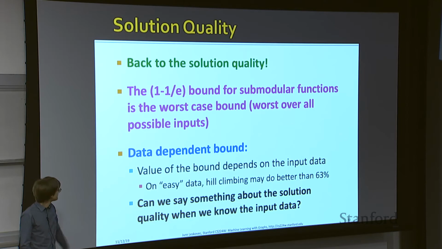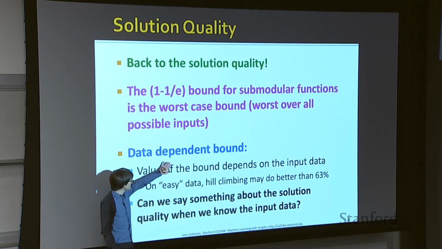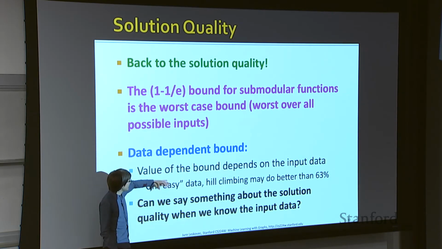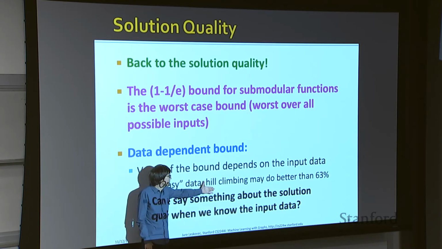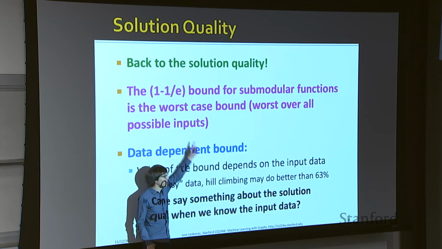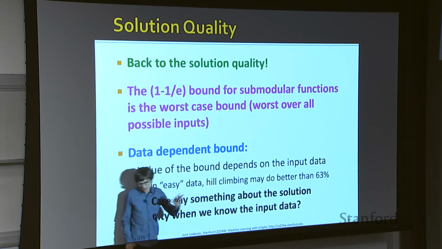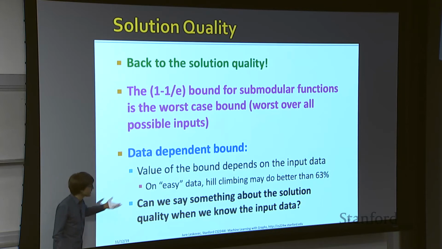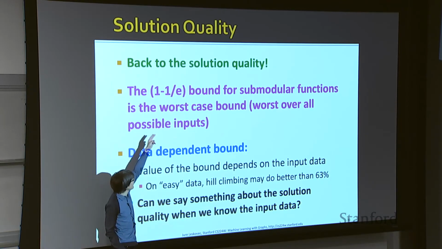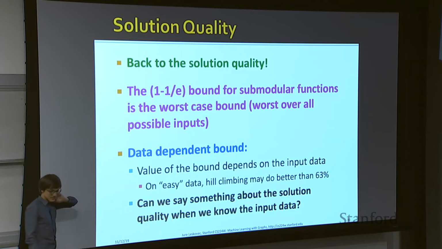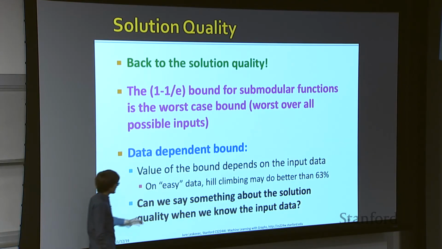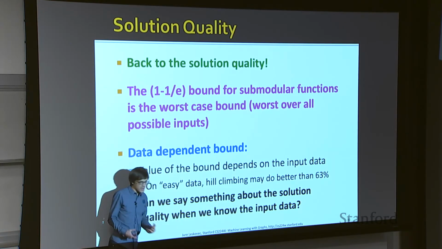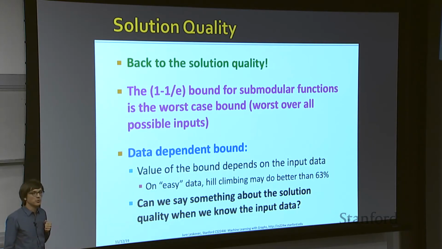What we want to do next is derive a different bound where the value of the bound will depend on the input data as well. So on easy data, greedy hill climbing might do better than 63%, the 1 minus 1 over e. If the data is easy, the greedy may find me an optimal solution. But if the data is very adversarial, I know greedy will never do worse than 1 minus 1 over e. So the question is, can I say something about the solution quality when I actually get to see the input data?